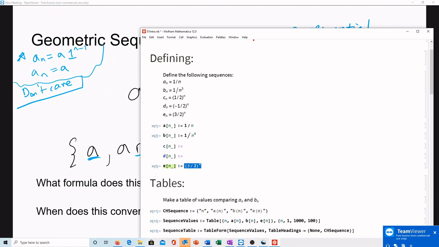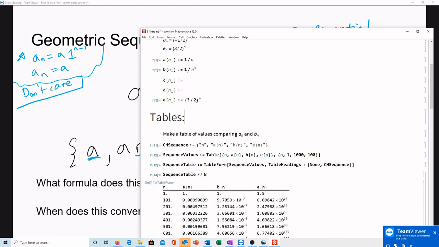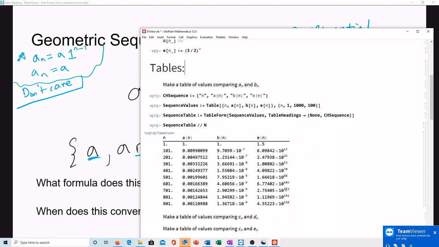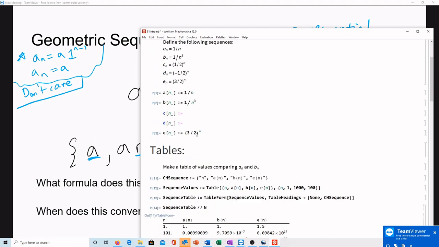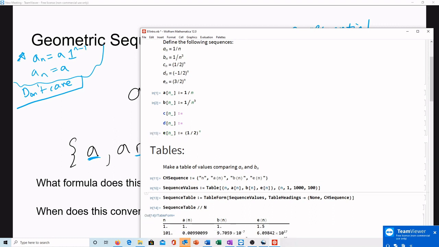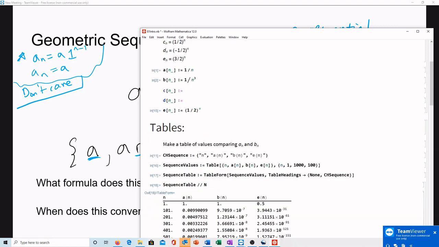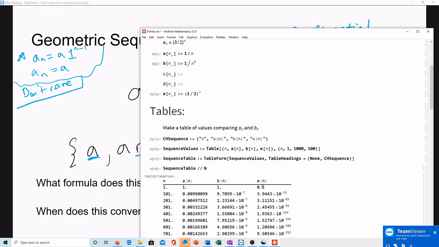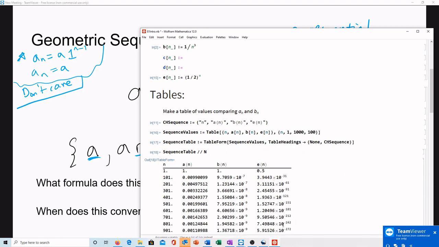So as an example, we actually did a geometric already. So this one right here, e sub n, was a geometric. 3/2, that's bigger than 1, and it blew up. We could change this to 1/2 to see what's going to happen. So let's just make this 1/2 instead. Let's rerun the sequence. And it starts at 1/2 and then gets extremely small, extremely fast. So there you go.